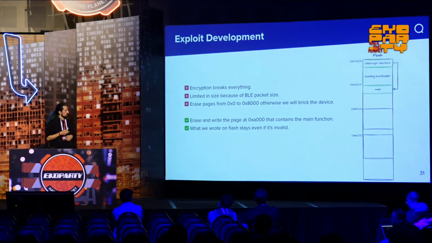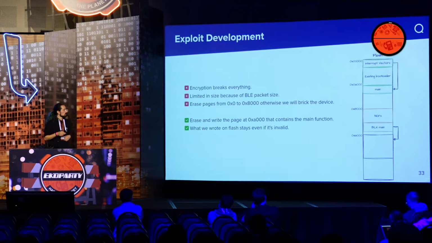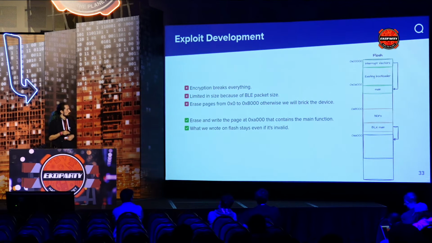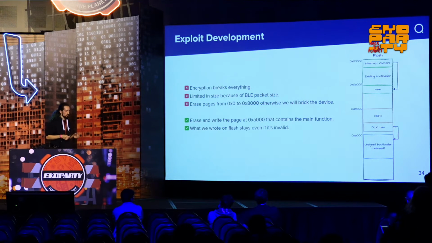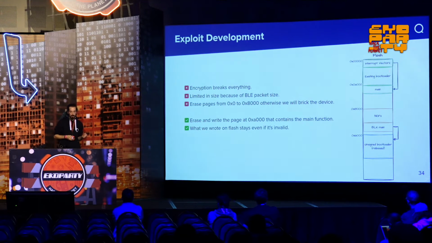So we start our exploit by triggering the OTA once to send a bunch of nopes instruction. Then we send a branch instruction. This is the equivalent of a jump instruction in x86. And this instruction will jump to the main function, but not the one of the existing bootloader, the one of the bootloader we will send just after.